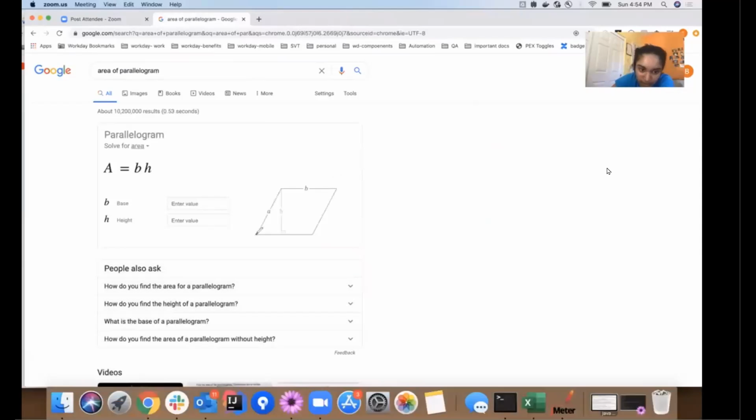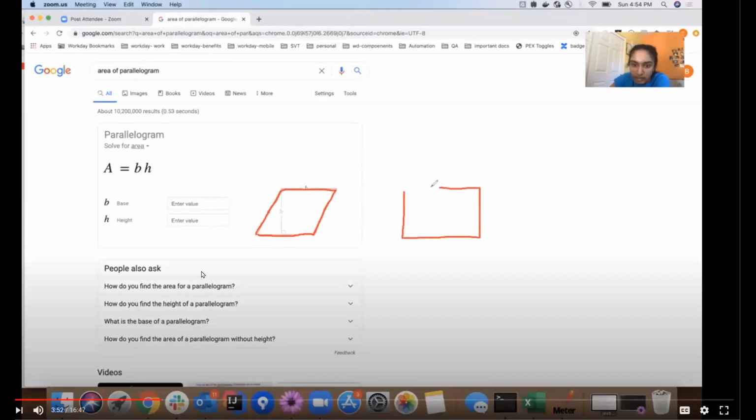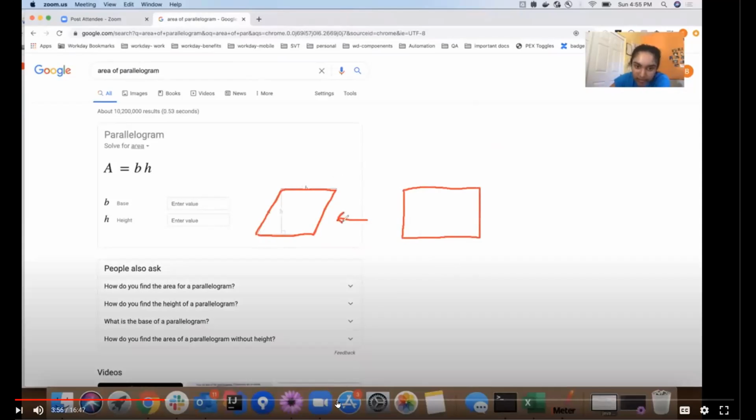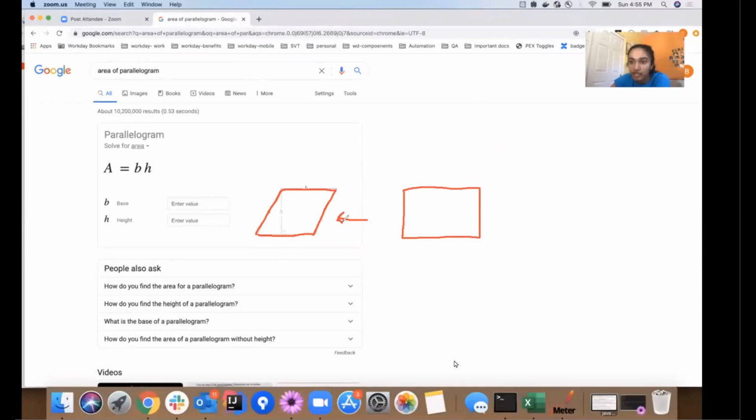So this is the parallelogram that they give us. A parallelogram is basically just a square or a rectangle, except it's shifted. So instead of it being like this, it becomes slanted like that. So the area is also base times height, just like a square or rectangle. But the thing that you need to remember is that the base stays the same.